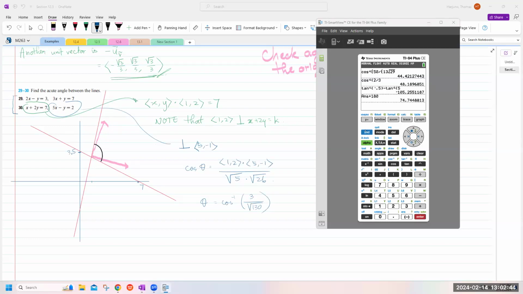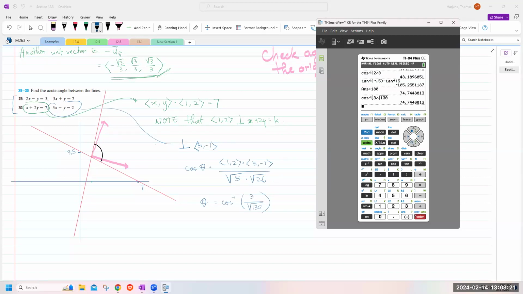So cosine inverse of 3 divided by square root of 130. I hope they're the same, right? Do you see that? But yeah, this is a lot faster. I don't even need to change the standard equation of those lines into slope-intercept form anymore. Remember when I did that? When I changed that into slope-intercept form, I happened to make a mistake on my slope. No, I didn't purposely do that though, but you see, it happens.